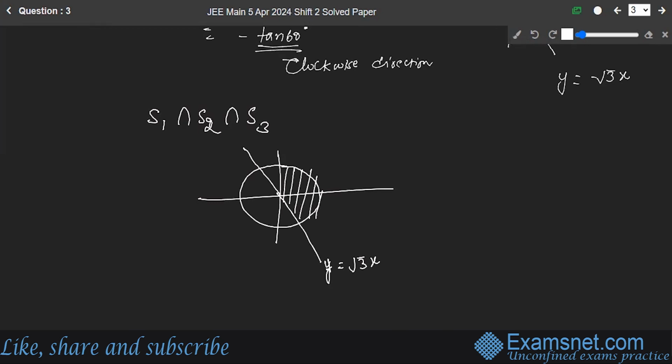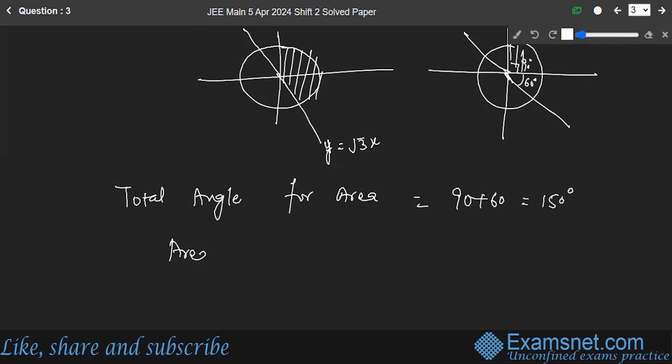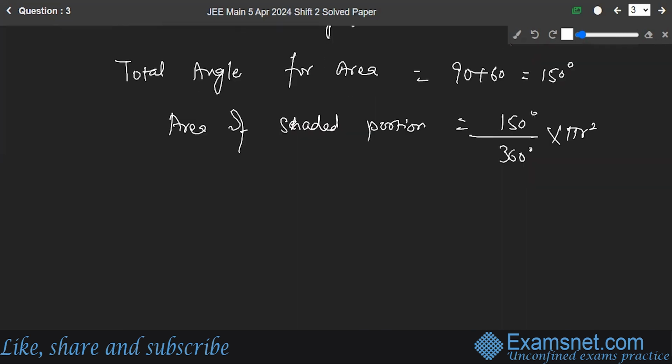Now, what was this angle equal to? This was your line. So this was 90 degree and we calculated this is equal to 60 degree. So what is the angle made by this? The total angle for which we need to find out the area is 150. Now, area of shaded portion is 150 upon 360 into total area, which is pi r square. So this is 150 upon 360 pi r square.